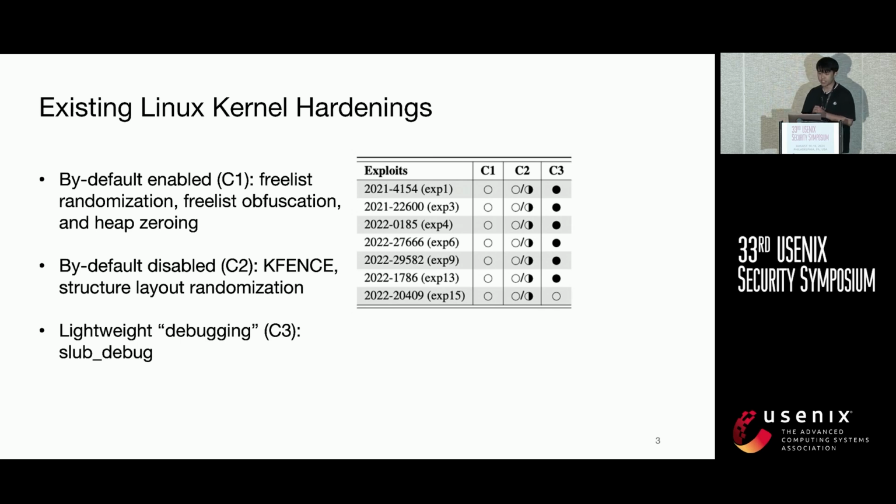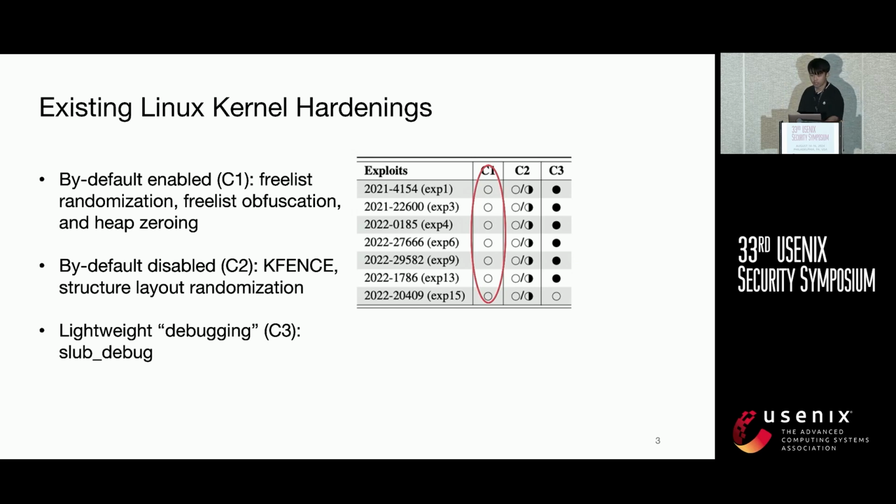Let's see how existing Linux kernel hardenings perform. There are 3 types. The first type is by default enabled. We call them C1. The second type is by default disabled. We call them C2. And the third one is lightweight debugging feature. We call them C3. This one only includes slab debug. Let's see how they performed.